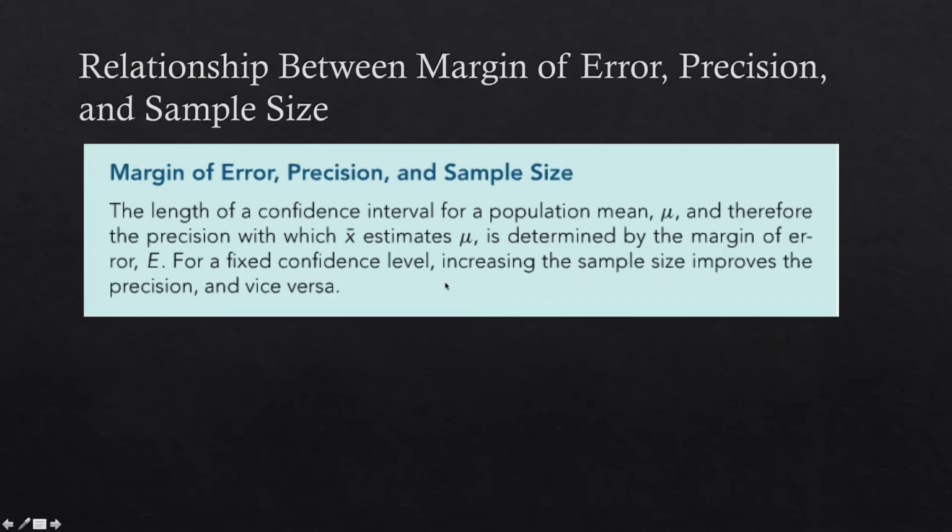Okay? So, and I've already said this, but we'll go over it again. The length of a confidence interval for a population mean, and therefore the precision with which the sample mean estimates the population mean, is determined by the margin of error. For a fixed confidence level, increasing the sample size improves precision, and vice versa. Okay, so that's what I said earlier.